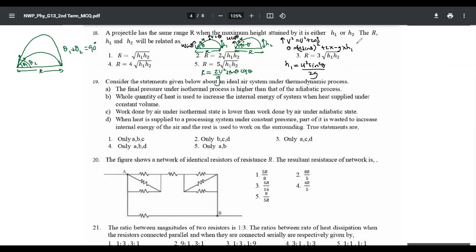And when you want to find out h2, you will apply the equation upwards: v squared equals u squared plus 2as. V squared is 0, the final velocity is 0 at the maximum height. Equal to u squared, which is u cos theta whole thing squared, plus 2 into minus g into the maximum height h2. Therefore, h2 will be equal to u squared cos squared theta by 2g.